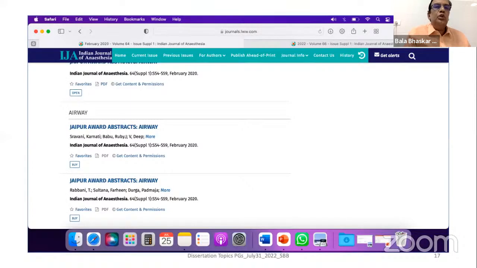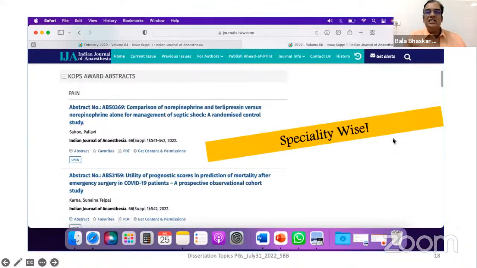So for example, you go to these particular supplemental issues. We have different types of categories: airway related ones, pain related ones, obstetric anesthesia, pediatric anesthesia, cardiac anesthesia, neuro anesthesia. In fact, we have so many papers in the national conference that we decided to publish only the finalists. There will be 10 people in each of the finals in each of the specialties. So we will have all the good papers available here, and you can go through them.